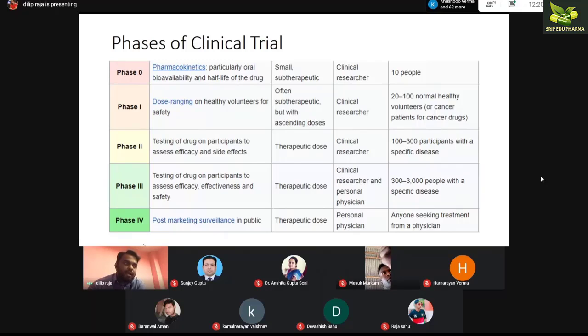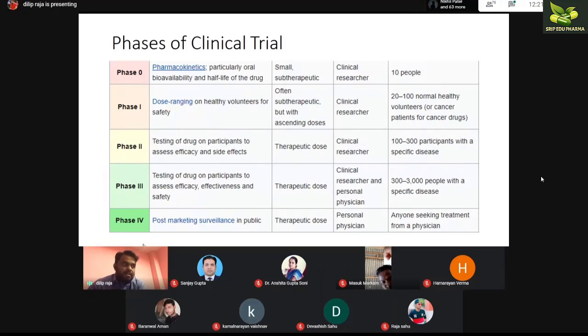We will begin to see the pharmacokinetics, particularly the bioavailability and the half-life of the drug in this phase 0. Normally clinical researchers will begin by carrying out this phase. Phase 0 is carried out in 10 or 20 people, a small number of participants. In this phase 0, we are going to see the pharmacokinetics as well as the bioavailability of the drug. Bioavailability, you must know, is the rate and extent of drug absorption into the body, into the blood circulation, right?